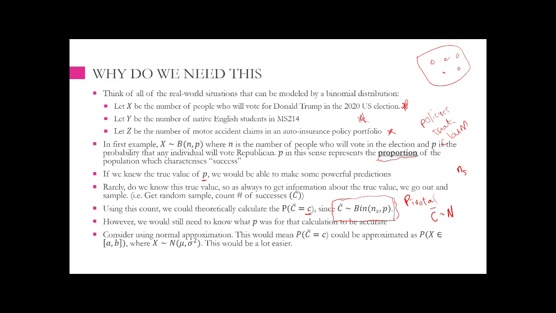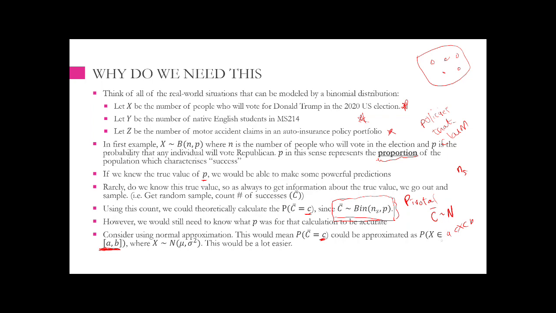If we approximate our binomial, our C bar being binomial, as a normal distribution, the probability of seeing C bar equal to an observation can be approximated by looking at the probability of seeing a normal random variable in a particular range. That's what this P(x is an element of a range AB) is. That just means that x is between A and B, essentially. That's what this probability is saying.